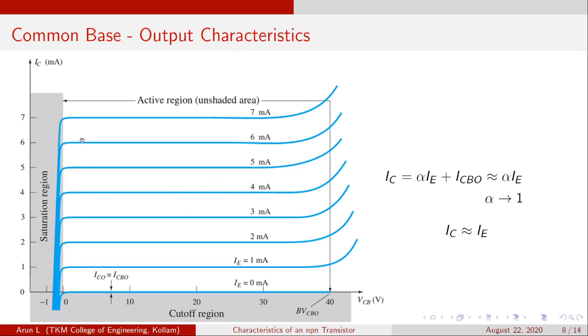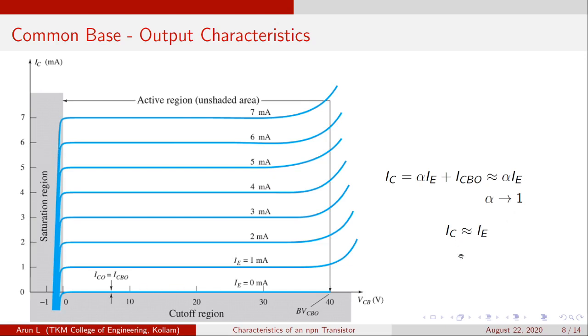One more thing, this particular area where you have emitter base junction forward biased and collector base junction reverse biased is known as active region. And this region where we have both the junctions forward biased is known as saturation region.